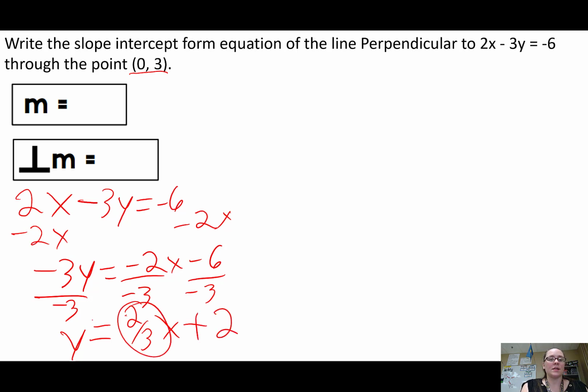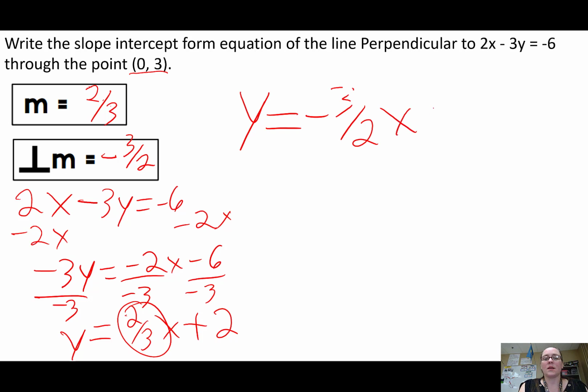Only thing I'm interested in is that slope. So if my original slope is 2/3, my opposite reciprocal is negative 3/2. And since they already gave me my y-intercept, I can plug straight into slope-intercept. So we get y is equal to negative 3/2 x plus 3. And there we have it.